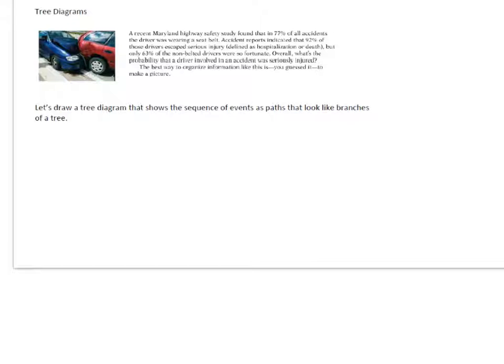Okay, so the final type of display that we're going to use to help us out with probabilities are referred to as tree diagrams, and we touched upon these a little bit at the beginning of our unit where we talked about flipping coins and generating the number of female and male dogs. We thought of this branching out of each successive event being a new branch on a tree. So go ahead and read this little blurb here about Maryland highway safety, and then we're going to talk about how to generate a tree diagram and answer some questions.